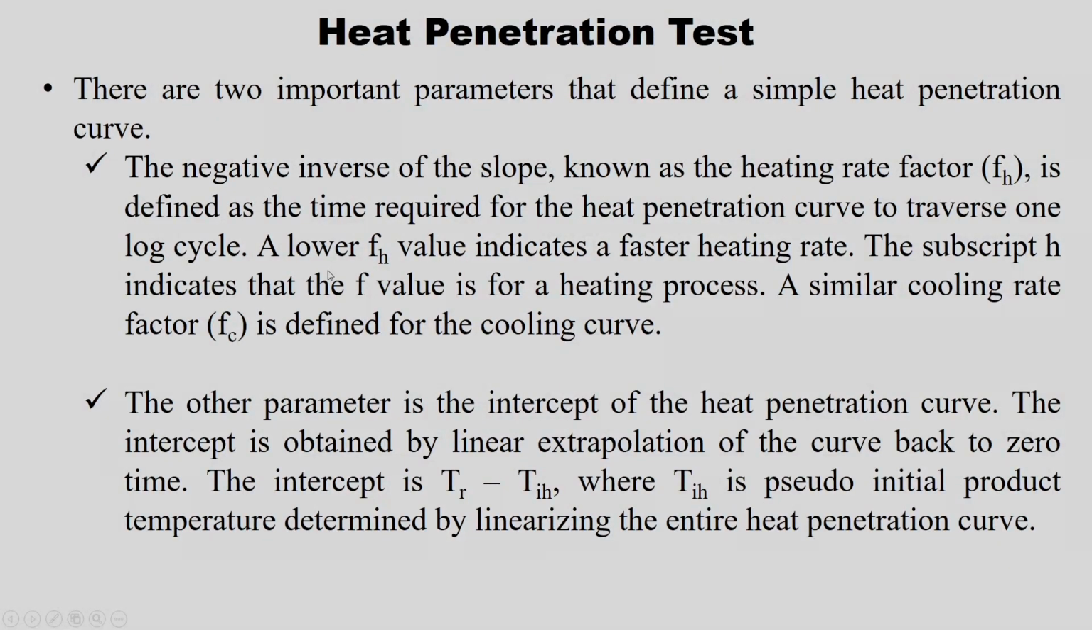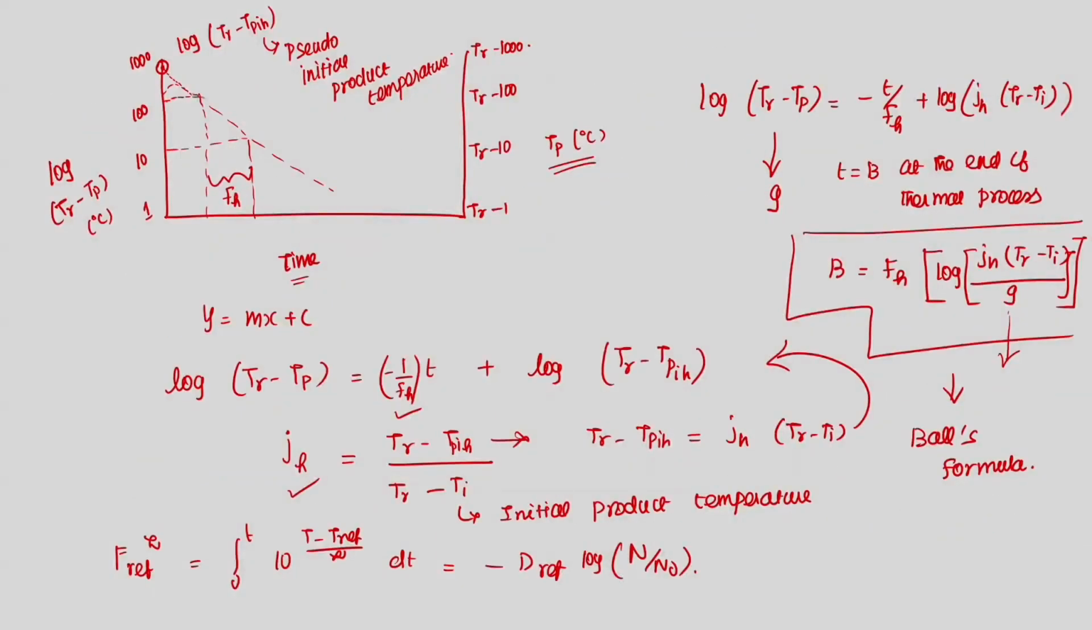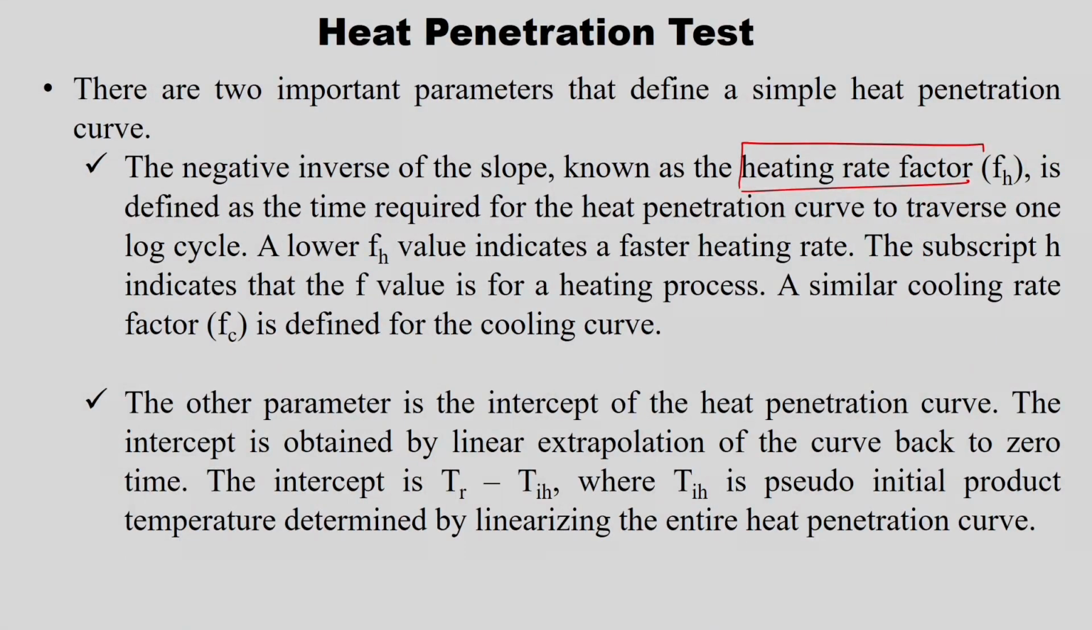In the heat penetration test, there are two important parameters that define the simple heat penetration curve. One is the negative inverse of the slope, known as the heating rate factor. Whatever we have shown as Fh is the heating rate factor, which is defined as the time required for the heat penetration curve to traverse one log cycle, right. So, here you might have seen the one log cycle. The time taken is Fh, and a lower Fh value indicates faster heating. That is obvious, because if you get the time less, then you are getting faster heating, right. The subscript h indicates the F value is for the heating process.